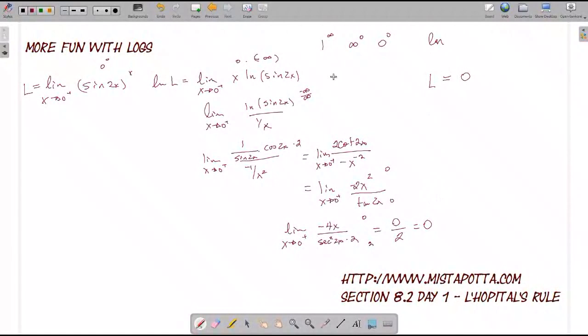Well, not my actual limit. Remember, this is the natural log of my limit. So to find L, I need to take e to the 0 power, which ends up being 1. So this limit, as x approaches 0 from the positive side of sine of 2x to the x power, is equal to 1.